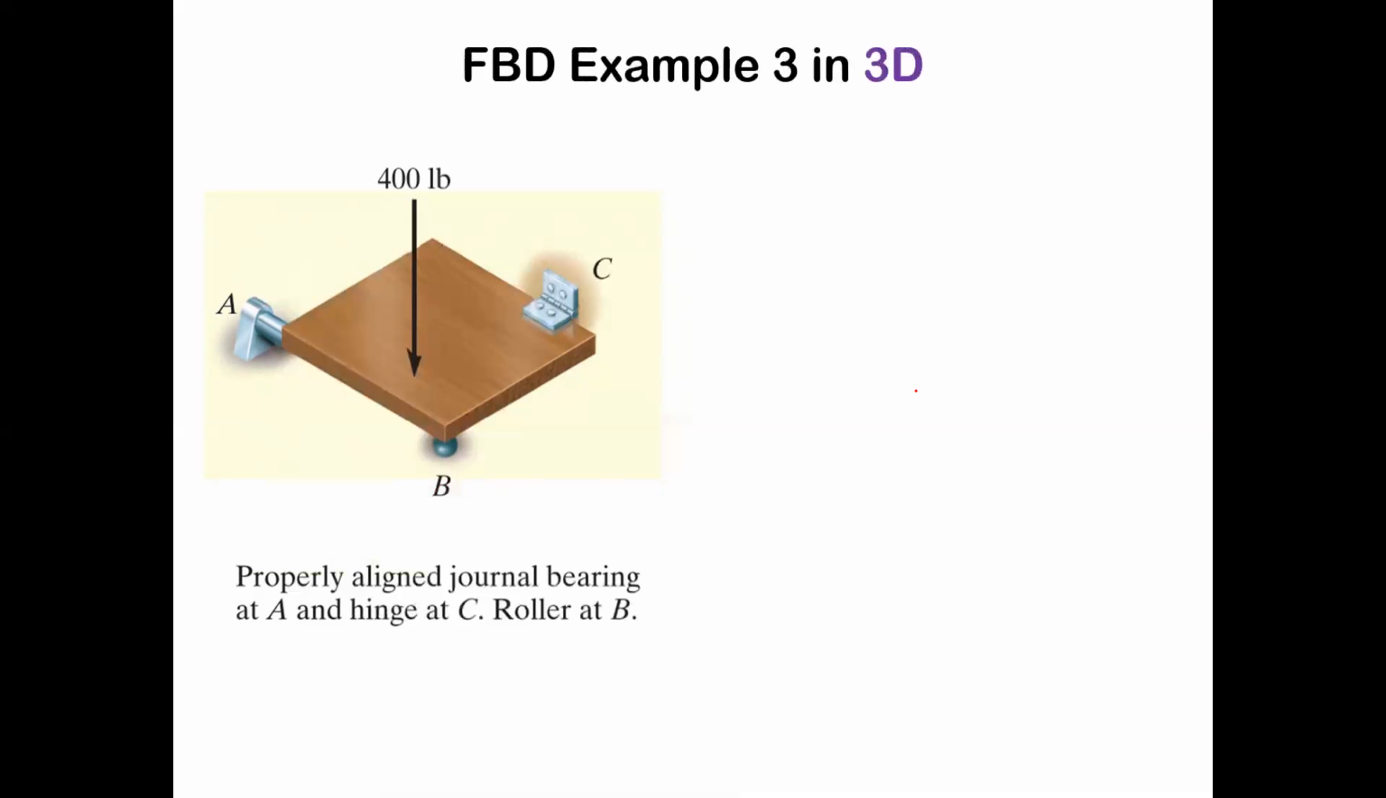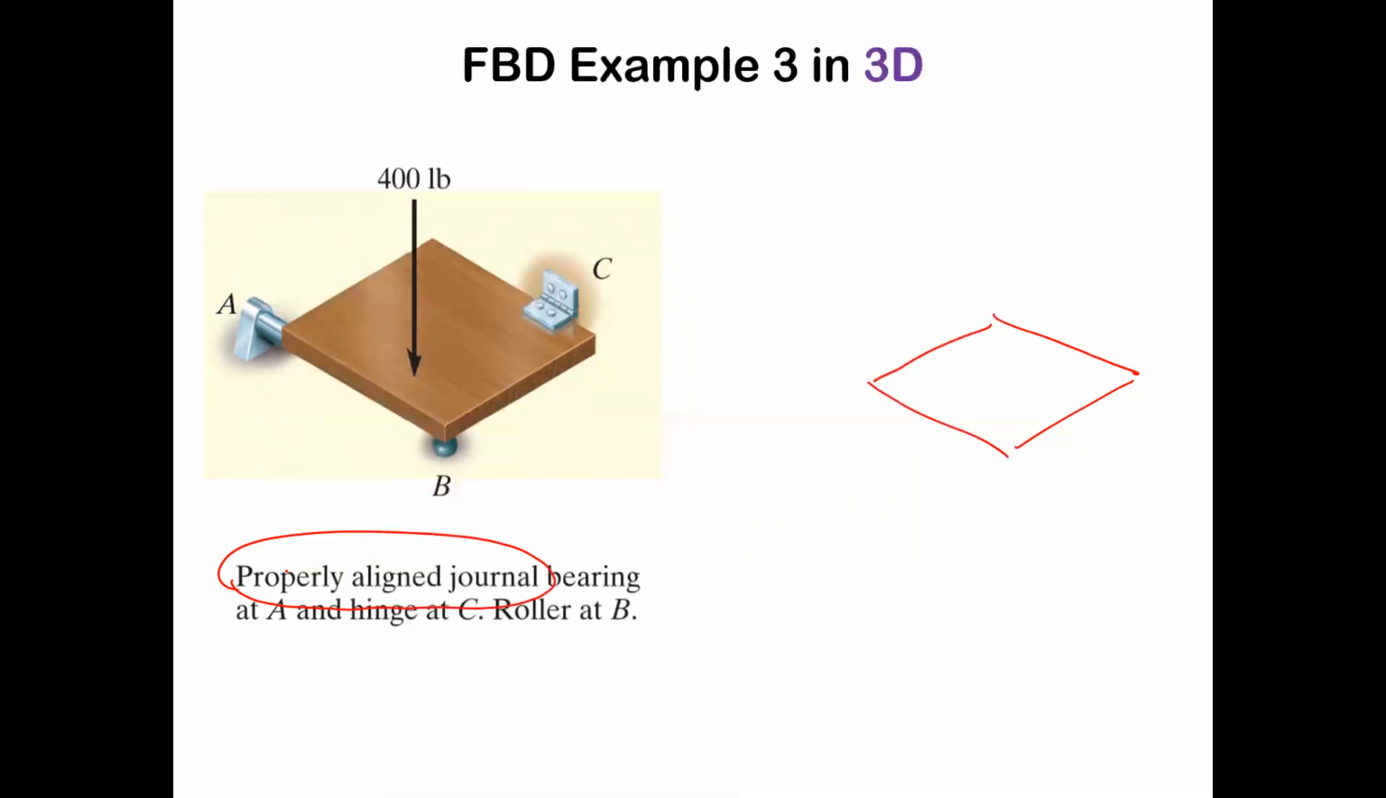So what's the body of interest? Well, it's this platform, right? We have to do all the forces acting on that piece of wood. You've got a hinge and a journal bearing. Now it says it's properly aligned, and properly aligned means it's not going to need any extra moments to make it stable. We generally want our journal bearings properly aligned so they don't have to do crazy moments. Sometimes they might. If it doesn't say it's properly aligned, you might want to look into that. But that means you don't have to worry about those moments that might be needed in other situations.